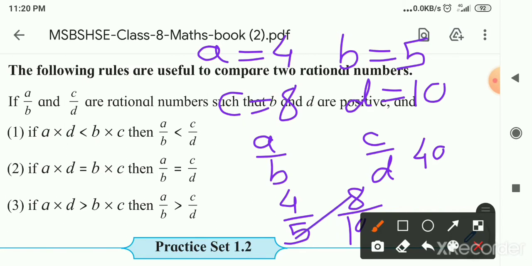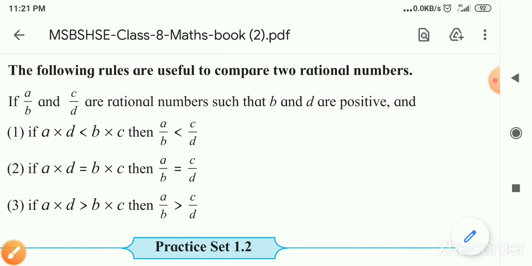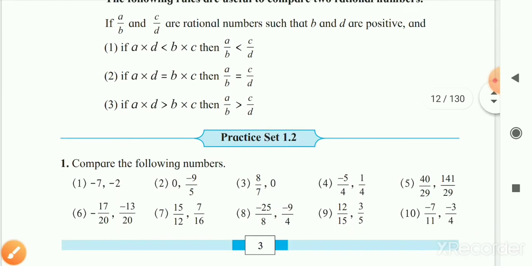The second numerator and first denominator multiplication is also 40, which means these both values are the same. That time A into D is equal to B into C. If it is like that, then A upon B is equal to C upon D. In this way, we can compare fractions by using some rules, and these rules I told you just now.